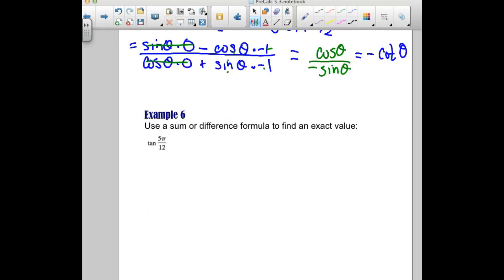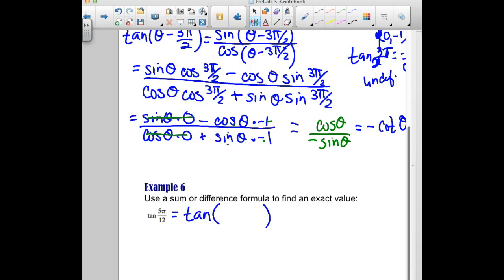All right, our second one deals with a ratio of 5 pi over 12. So we're looking at radian measure here. We need to somehow write this as the sum or difference of two angles. And if you think back to what we did yesterday, or go back to your notes from yesterday where we had all of our 12ths marked out. Let's see if we can find that here.